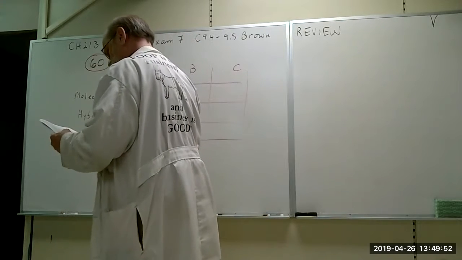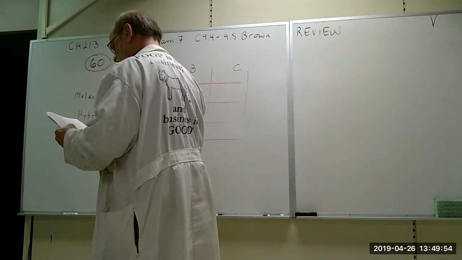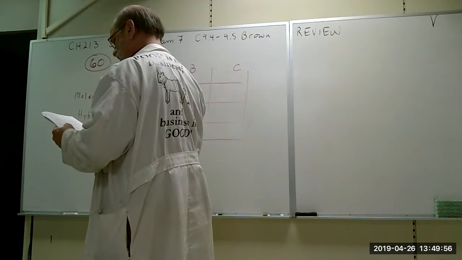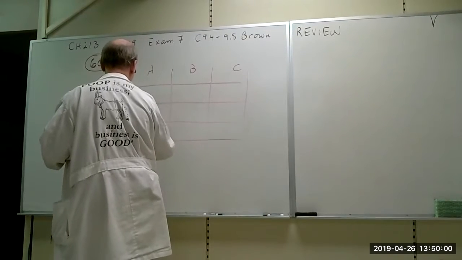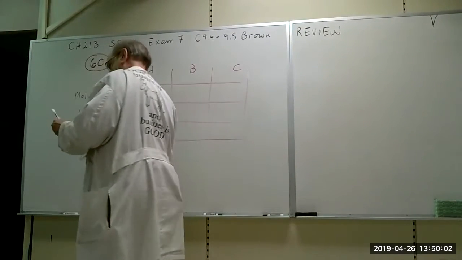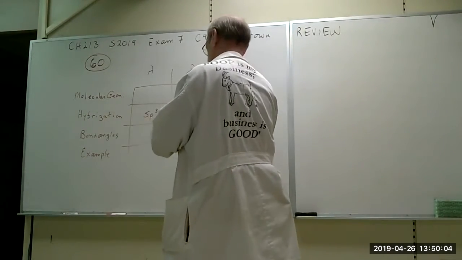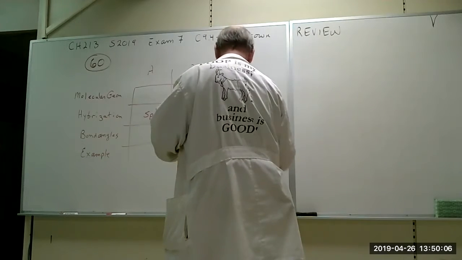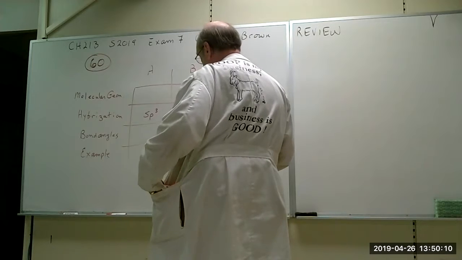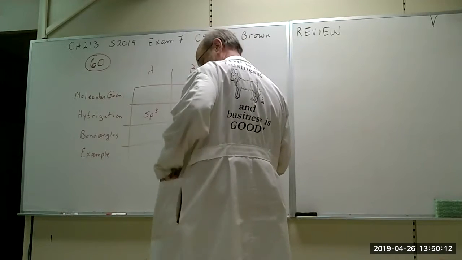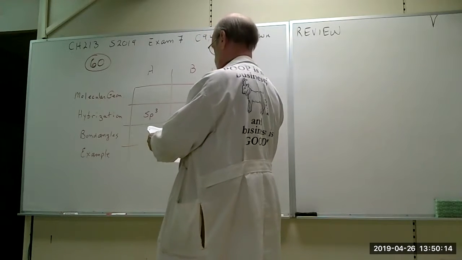Now, does the text give us any guidelines? Molecule A has a hybridization of sp3. That's given. Okay. So let me change colors for the stuff that's not given. The blue, or sort of the purple.